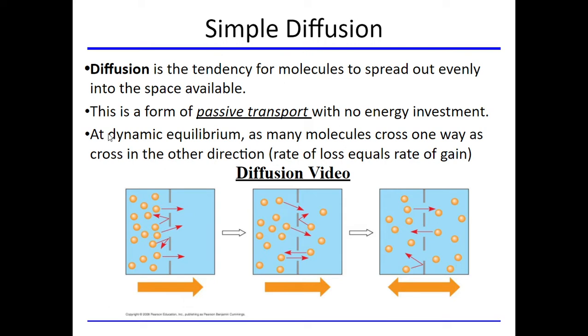Additionally, this diffusion is something that we call dynamic, and so we create this idea of a dynamic equilibrium. This means that as many molecules cross one way as the other molecules might cross another. Basically, the rate of loss is equal to the rate of gain. And we can see a little quick image of that here, right?